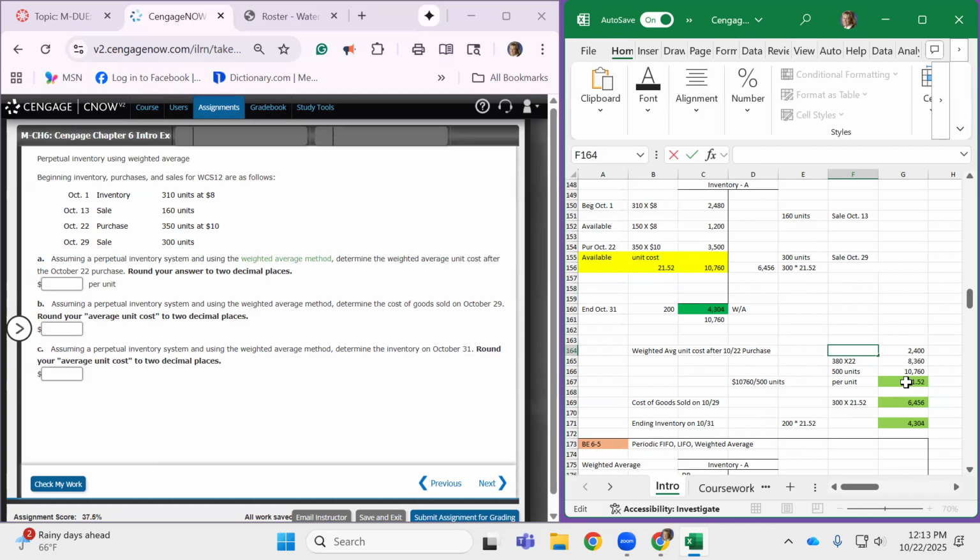So just a second. So the weighted average cost after the purchase. So we had 150 items times an $8 cost. This is after the purchase. Okay, so 150 items times 8. Okay, that's 1,200, right? 1,200 there. Then we bought 350 at a new cost of 10.